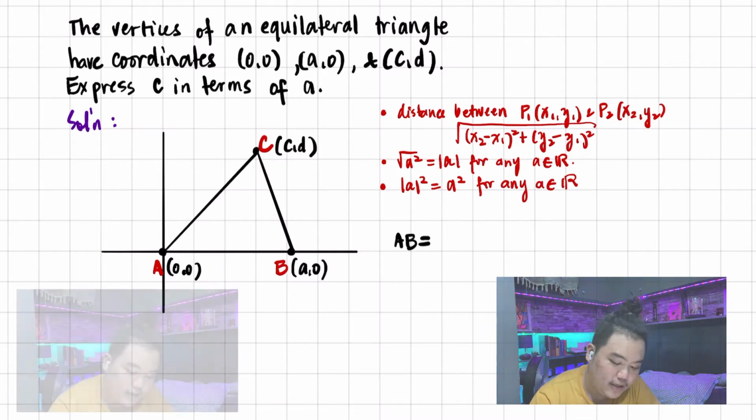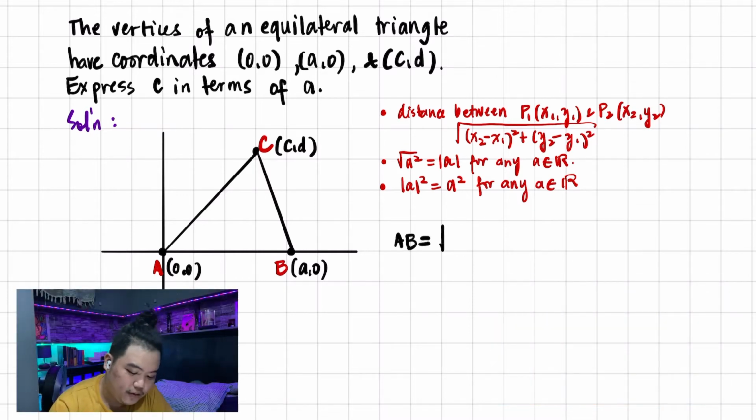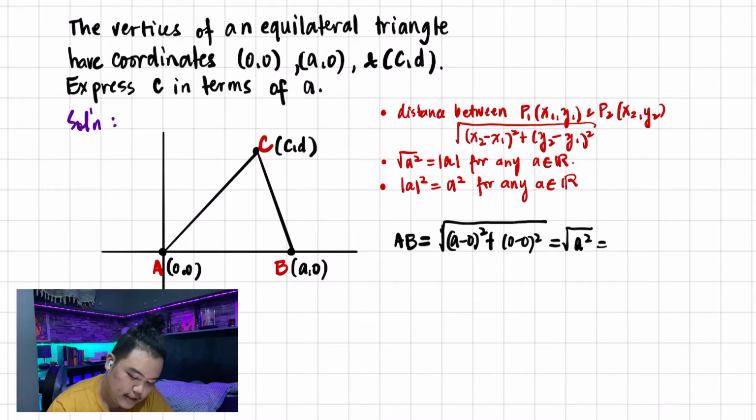So AB, anong sukat niya? Square root ng (A minus 0) square plus (0 minus 0) square, which is the square root of a square. Sabi natin sa taas, this is the absolute value of a. Sabi natin dito sa part na to.